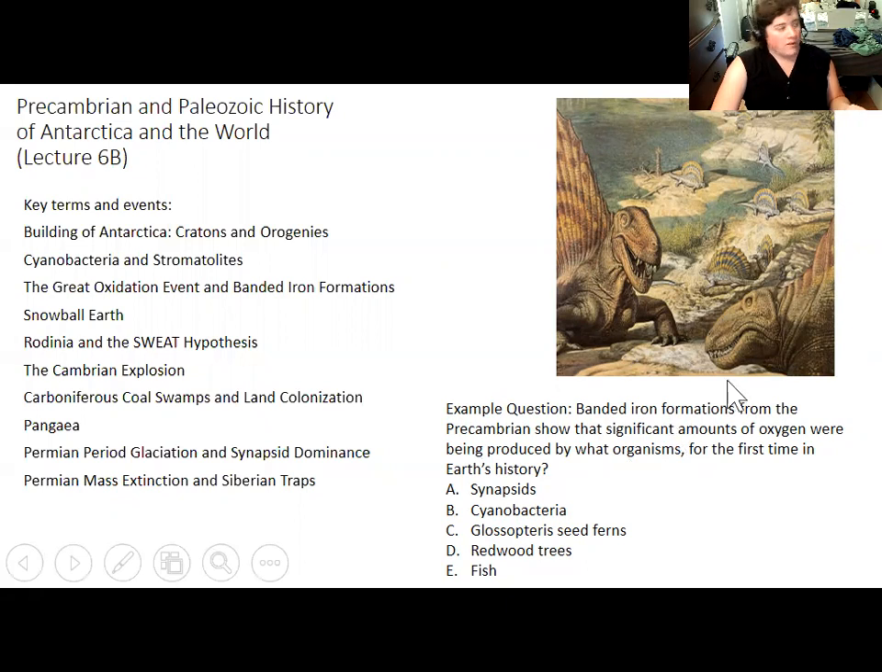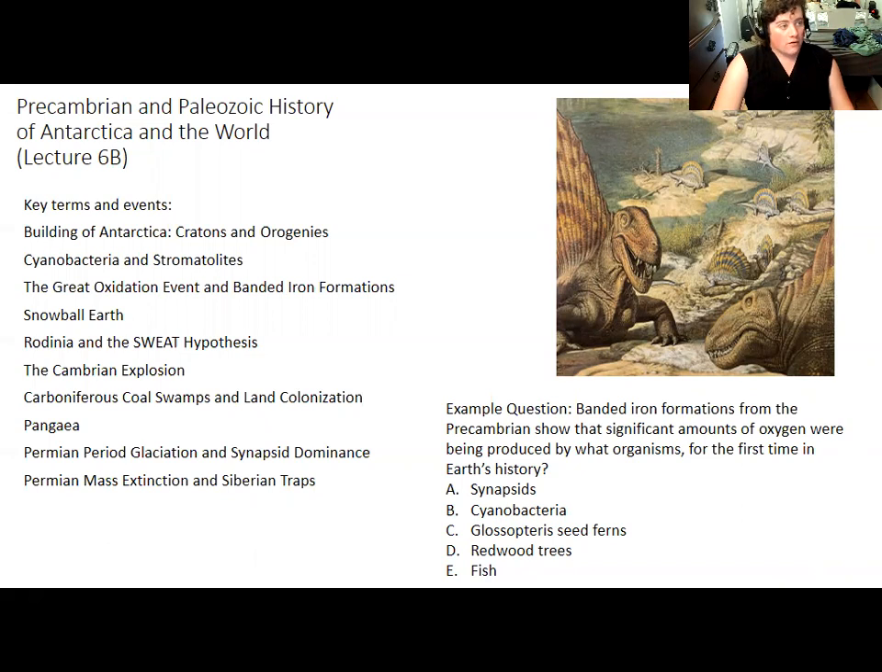And a couple of these you can rule out pretty quickly because they don't photosynthesize. Synapsids do not photosynthesize. We can't make our own food, nor can fish. And then for the first time in Earth's history is meant to indicate that we are talking about primitive extremophiles. We're not talking about the plants that you'd find in forests. We're talking about the little single-celled algae that first made oxygen on Earth. So yes, B is the correct answer.